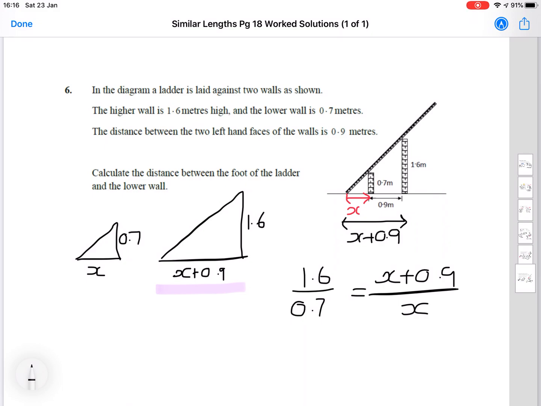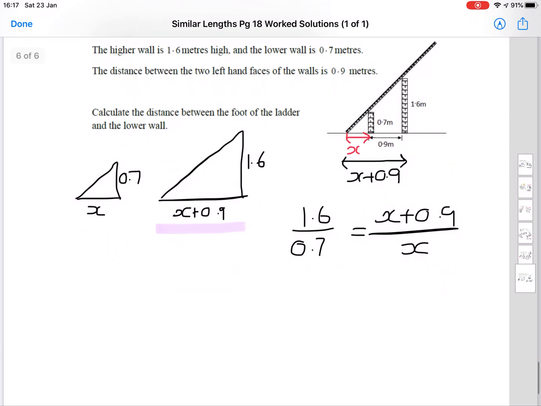So 1.6 over 0.7 would be the enlargement scale factor from the small triangle to the big triangle, which would be the same fraction as if we took the big side and compared that to the smaller side along the horizontal edge. And this would actually work either way around. So if you wanted to do 0.7 over 1.6 equals X over X plus 0.9, you would get the same answer. It doesn't matter. You're just comparing the sides that match as fractions. From here, what we can do is just cross multiply and solve.